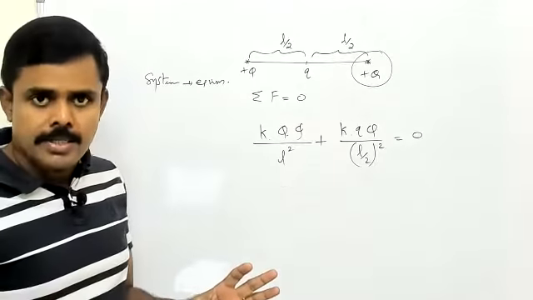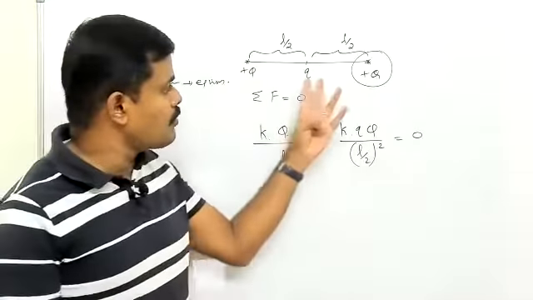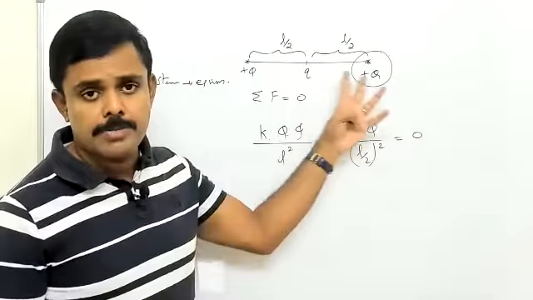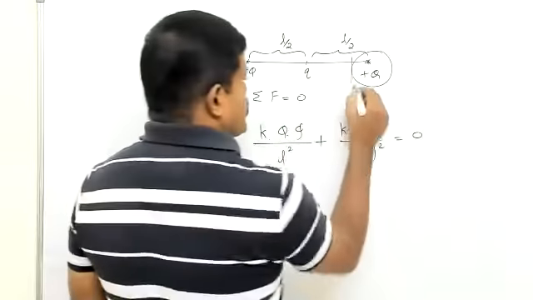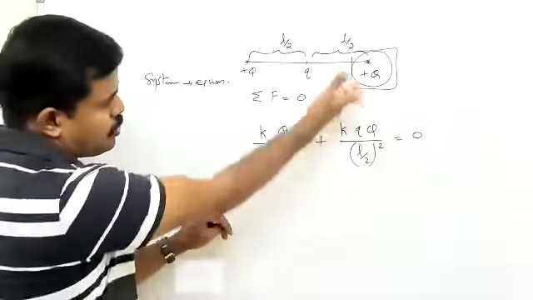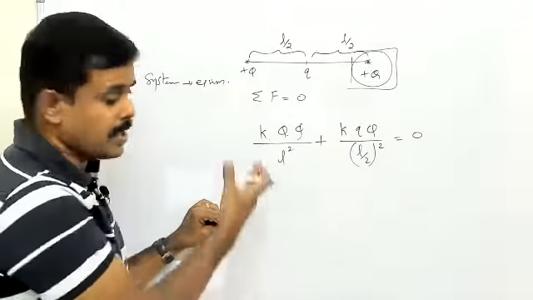When the system is in equilibrium, each of these charges should be in equilibrium. This must be in equilibrium. This must be in equilibrium. This must be in equilibrium. So I take one of the charges, the end charge there, and I put the condition for equilibrium.